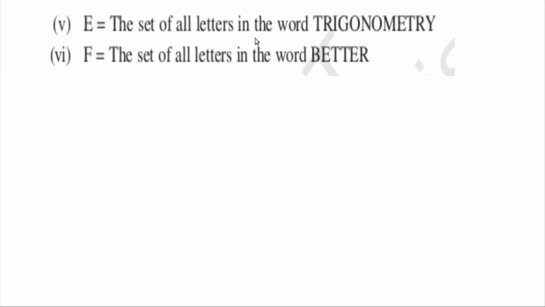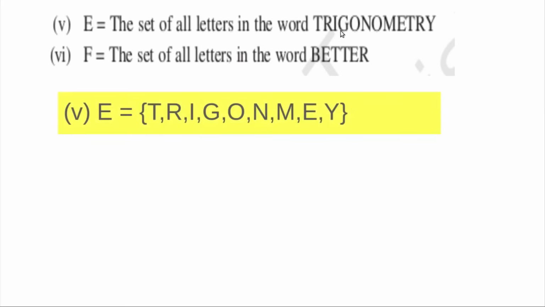The set of all letters in the word trigonometry. You have to write all letters of the word trigonometry in roster form. Take the first letter T, R, I, G, O, N, M, E, Y. Here you have to remember there is no need of repeating the elements. Therefore this repeated O is excluded. Similarly E is repeating. We have to write it only once. Therefore the answer is T, R, I, G, O, N, M, E, Y.